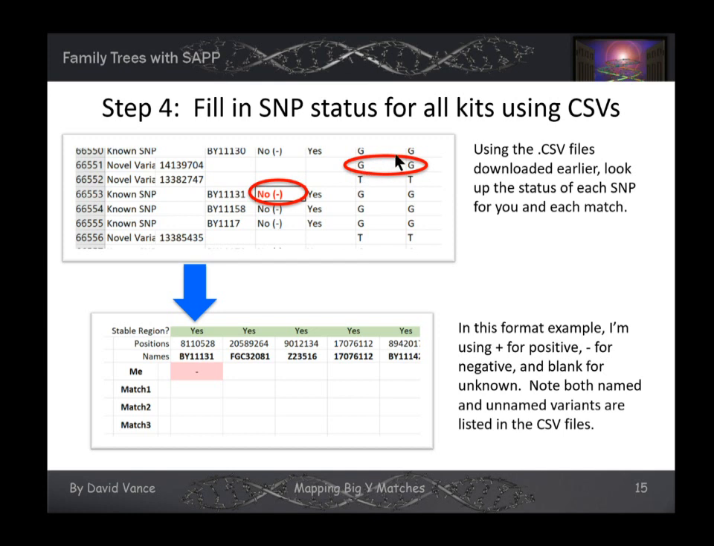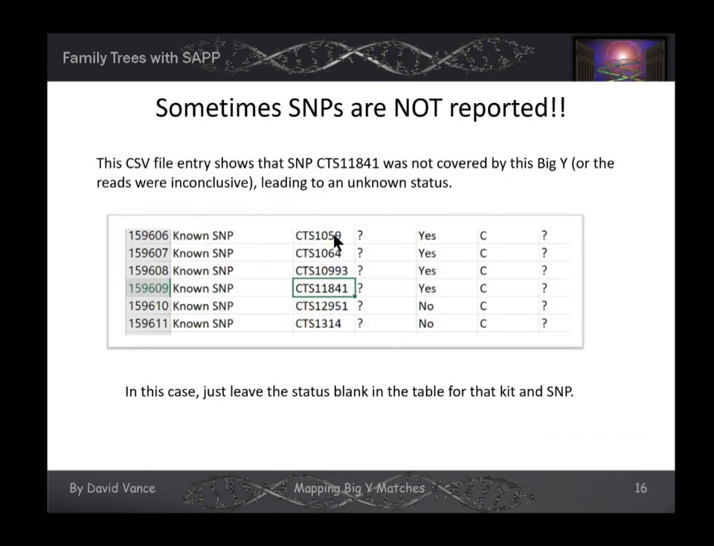If they're the same, that means the SNP hasn't changed, so it's negative. If they're different, that means the SNP has changed, so it's positive. So you have to read those a little bit differently. But that's how you fill in this table. You start with your own CSV file, and you find all the SNPs that are in these columns. Then you go to your next matches CSV file, you fill all them in, and so on. So in this case, I have 4 matches, and myself, I have 4 CSV files to be able to look through.